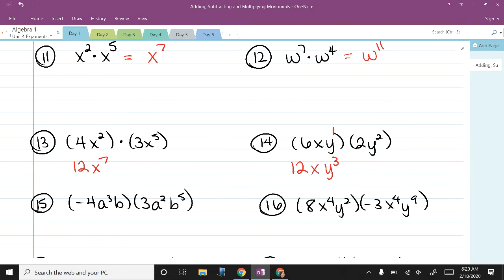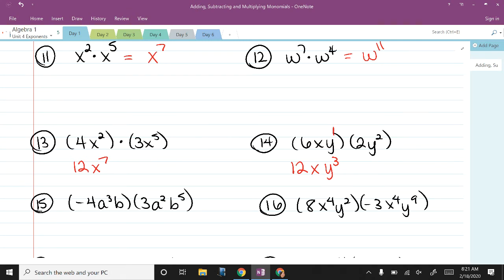All right, this one says negative 4a cubed b times 3a squared b to the 5th. Y'all know when I say cube, that means 3rd power, right? Square is 2nd power, cube is 3rd power. It's just the 5th power, we don't have a special name.